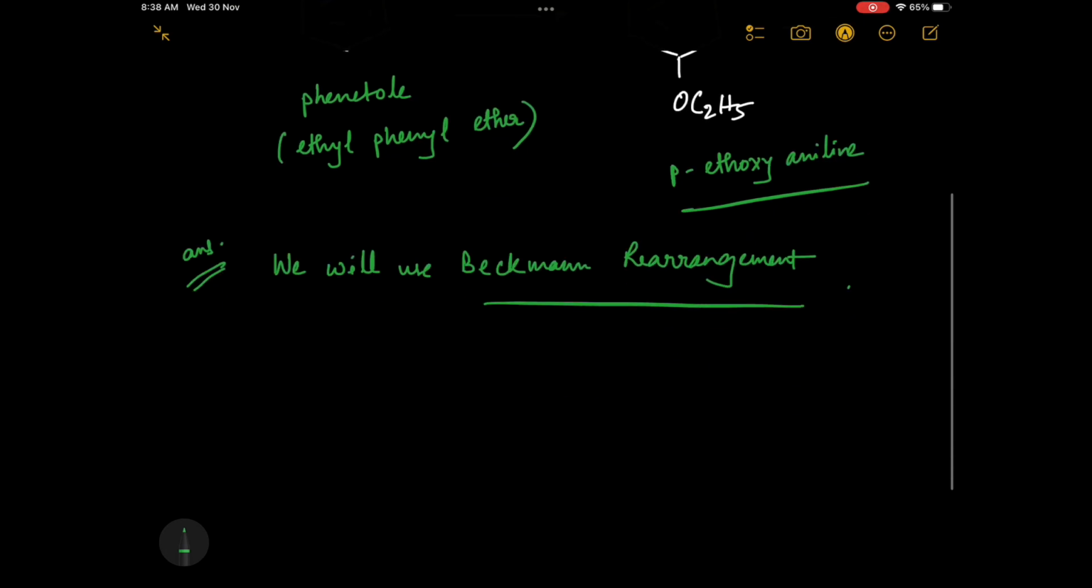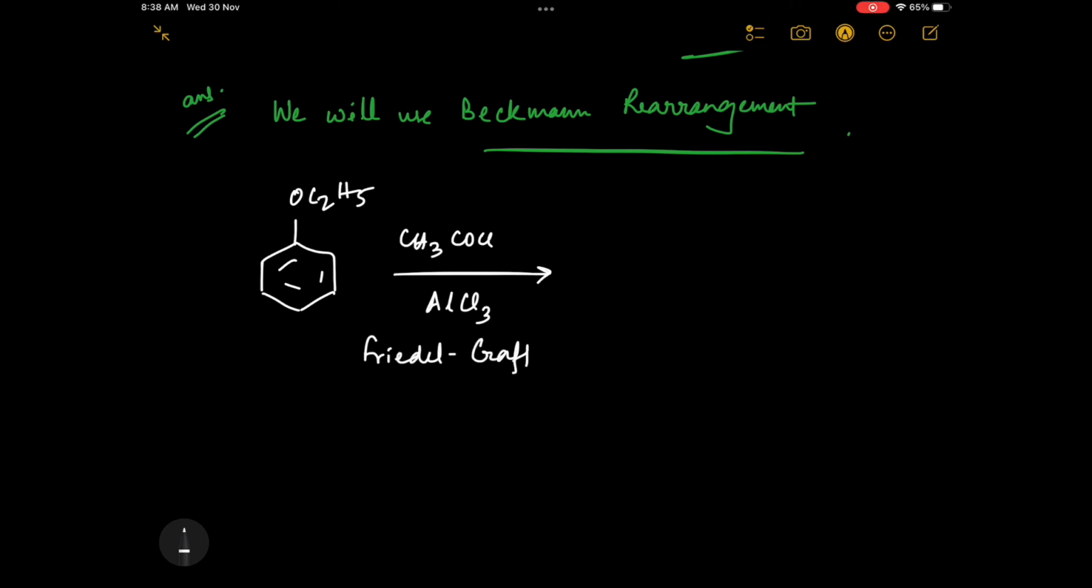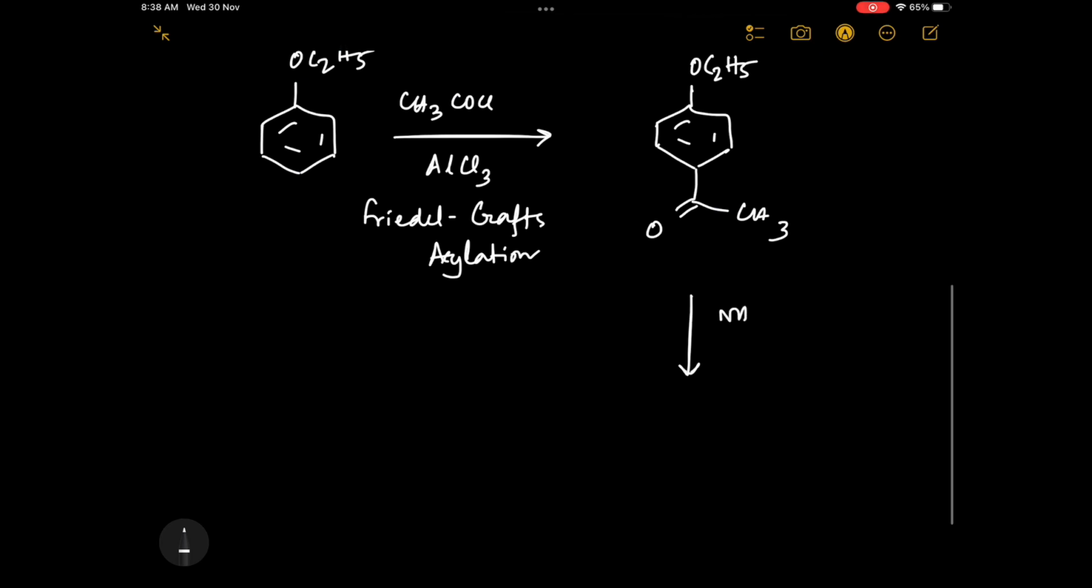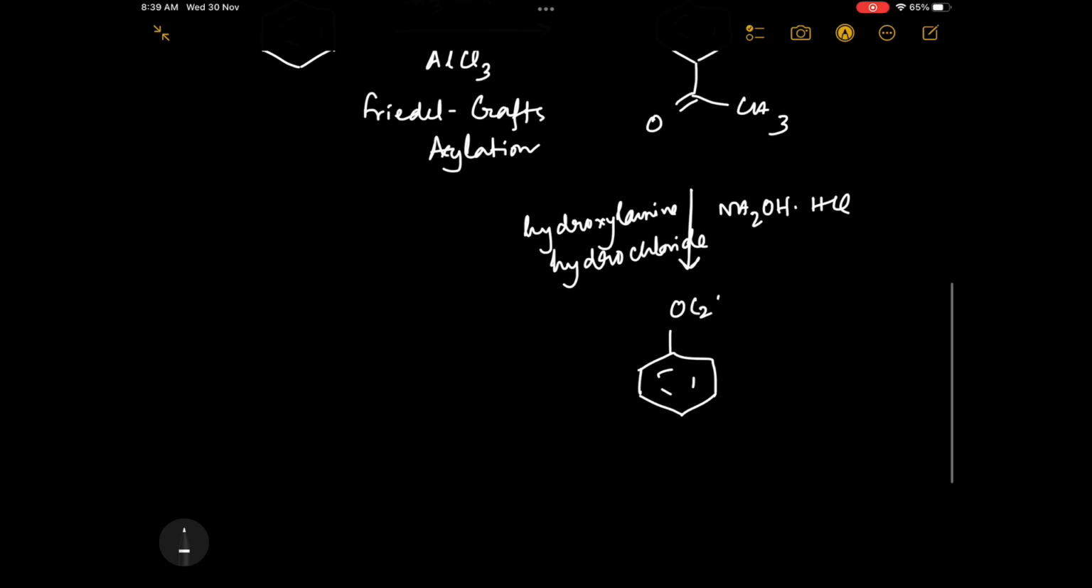So let us see, for this one we'll be using the Beckmann rearrangement, and as you can see, we have got this ether compound, which is the ethyl phenyl ether. Firstly, we'll be using Friedel-Crafts acylation reaction, which will incorporate the acetyl group or the acyl group in the para position of phenetole. And after that, on the application of hydroxylamine hydrochloride, that would convert the ketone part, the COCH3, into the C double bond NOH, which is the corresponding oxime compound.